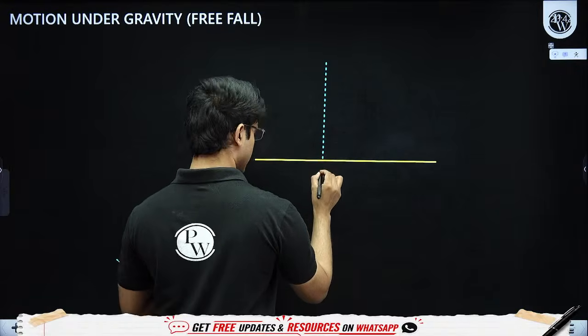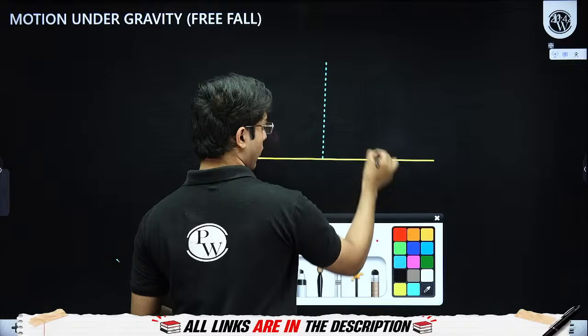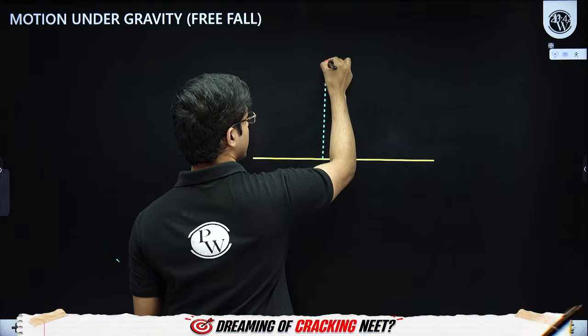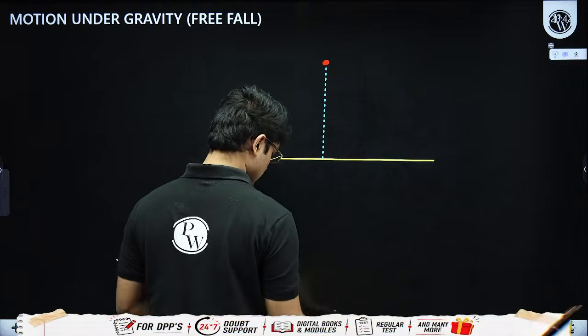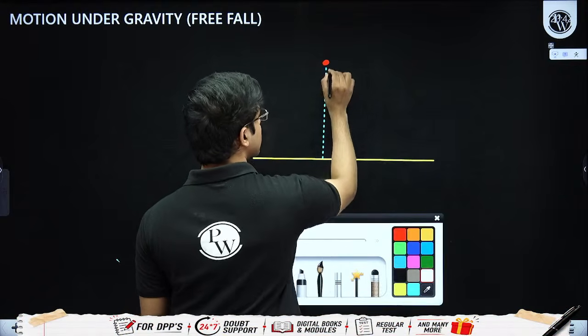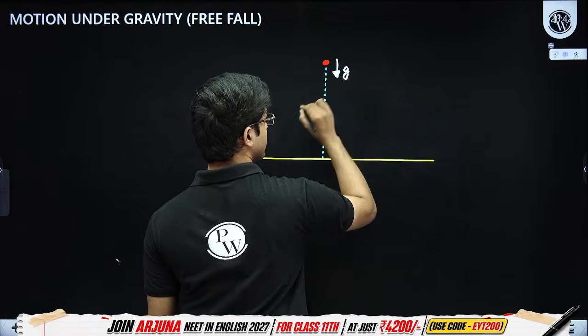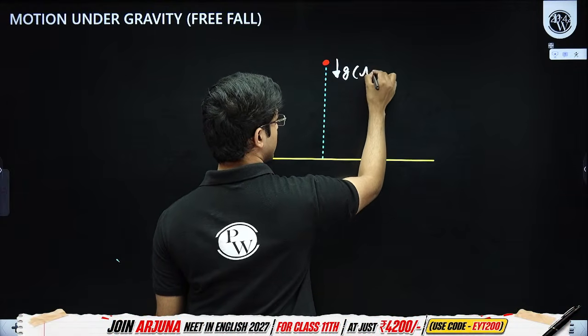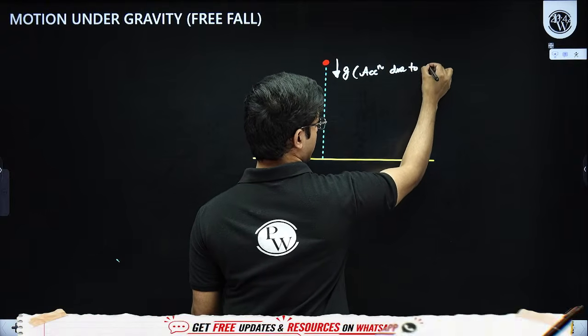So motion under gravity, here we'll be discussing problems like dropping a ball. If you drop the ball, the acceleration with which the ball falls to the ground is known as acceleration due to gravity. We give it the symbol g, acceleration due to Earth's gravity.